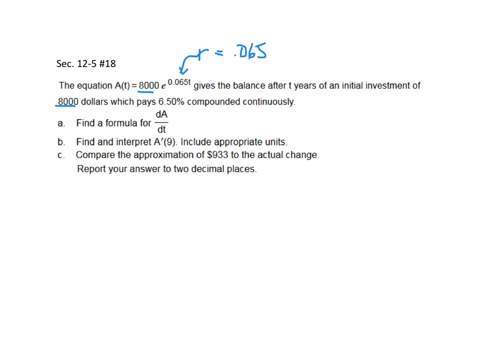Well, the derivative of A, which is going to be A prime, is equal to the 8,000 just rides along times e to the 0.065t, and then we need to multiply this whole thing by the derivative of 0.065t. So we're going to multiply that whole equation, and I'm going to put it in front just to make it easier.